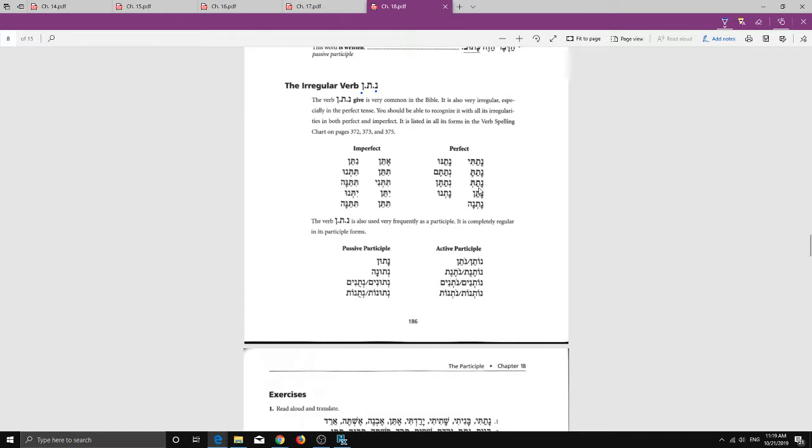Natata, natat, natan, natna, natnu, and notice that the nun still dropped out here. This is our nun from our ending, our first common plural ending. This is not the nun that is originally in the verb. And it drops out and becomes the dagesh here. The grammatical way of talking about this is that it assimilates into the dagesh of this next letter. So, natanu, natatem, nataten, natnu.